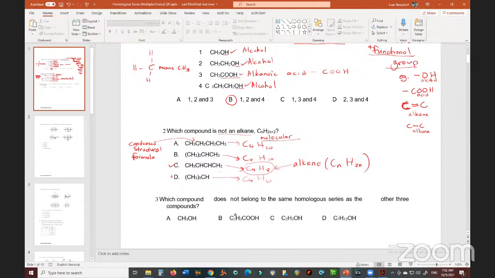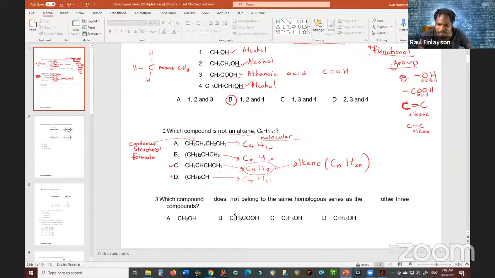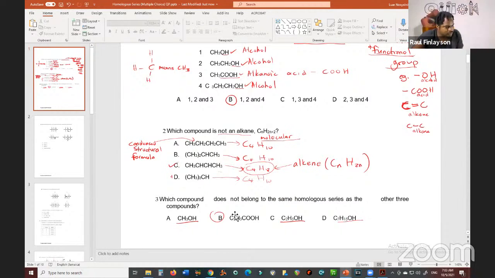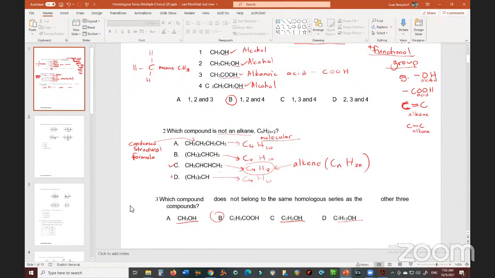All right, let's see. Which compound does not belong to the same homologous series as the other 3 compounds? A bit of semantics there, but all right, let's go. OH, you know that these are all alcohols, so then definitely this is a no-brainer. And certainly this one, B, would be the answer. Any questions here? No, sir.